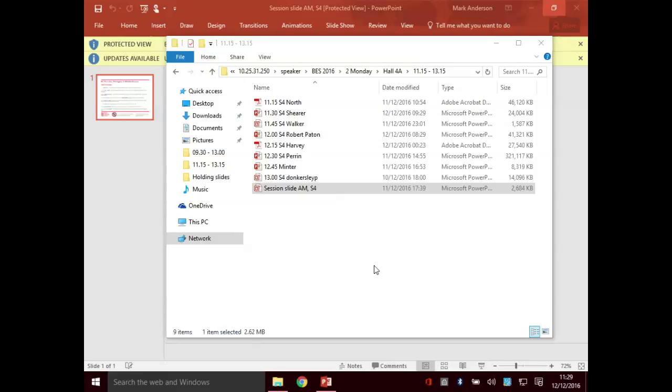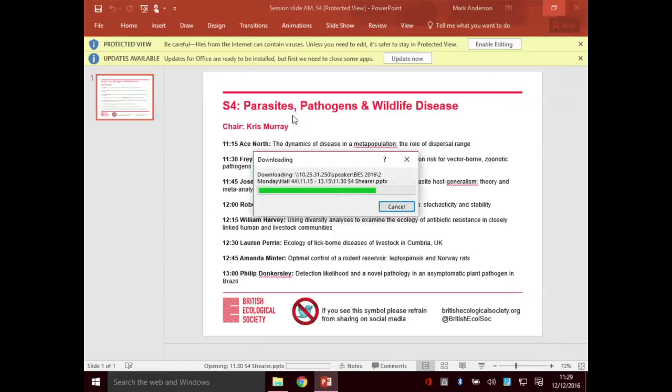Next speaker, I'd like to introduce Freya Shearer, also from Oxford, although apparently unknown to Ace, different department. Freya's going to be talking about the prediction of geographical variation in human infection risk for vector-borne zoonotic pathogens.